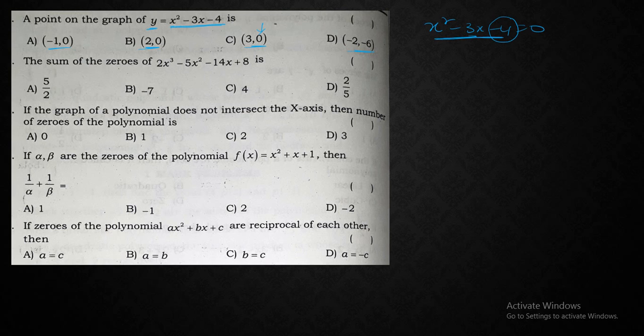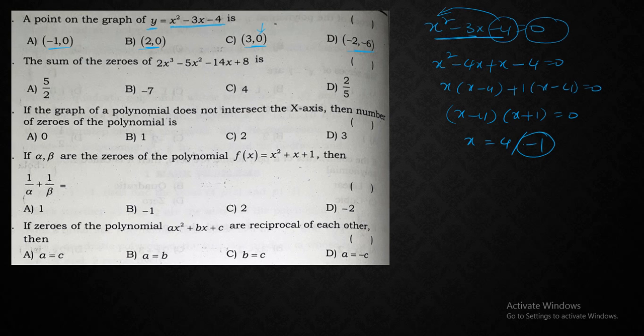So what is there here? Minus 4 into x square is minus 4x square. What are the factors of minus 4x square? So x square minus 4x plus x minus 4 is equal to 0. If I take x common, this becomes x minus 4. If I take 1 common, x minus 4 is equal to 0. So from this, x minus 4 into x plus 1 is equal to 0. So clearly x is equal to 4 or minus 1. So if I take y is equal to 0, then x is equal to 4 or minus 1. So we are getting minus 1 comma 0 or 4 comma 0. So based on this question, minus 1 comma 0 is my solution, right?